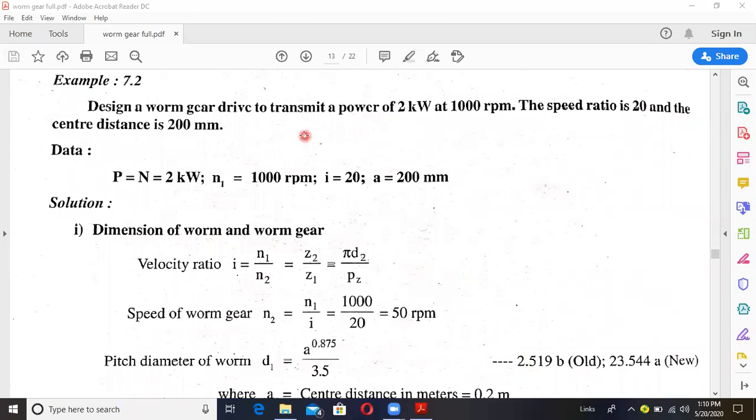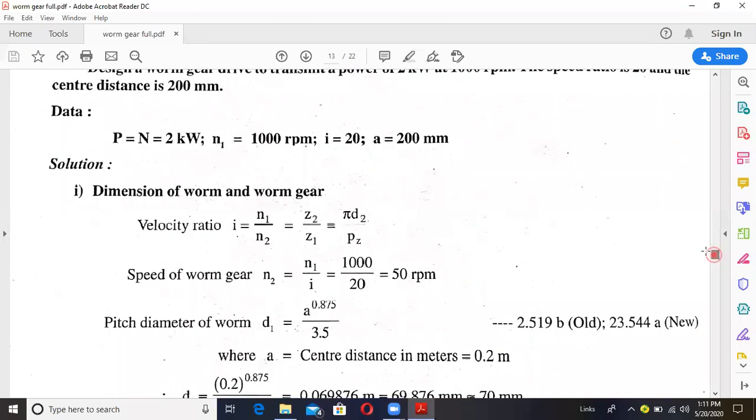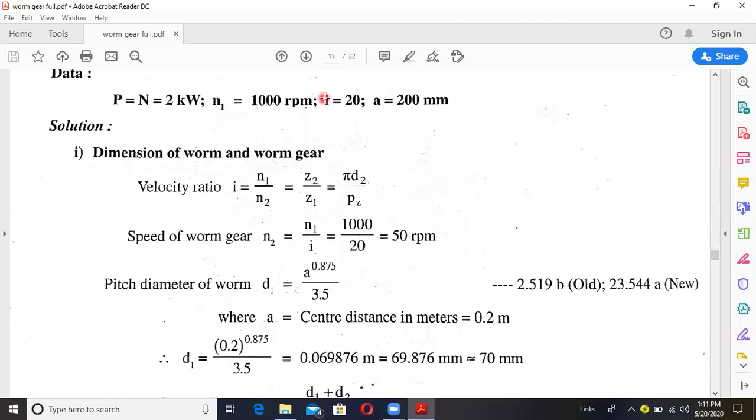Design of the worm gear is nothing but we have to calculate the strength, the dynamic load, the wear load, and the efficiency, and the thermal conditions like heat generated and heat dissipated. Now, the same procedure: in the question they have given N1 and they have given I.